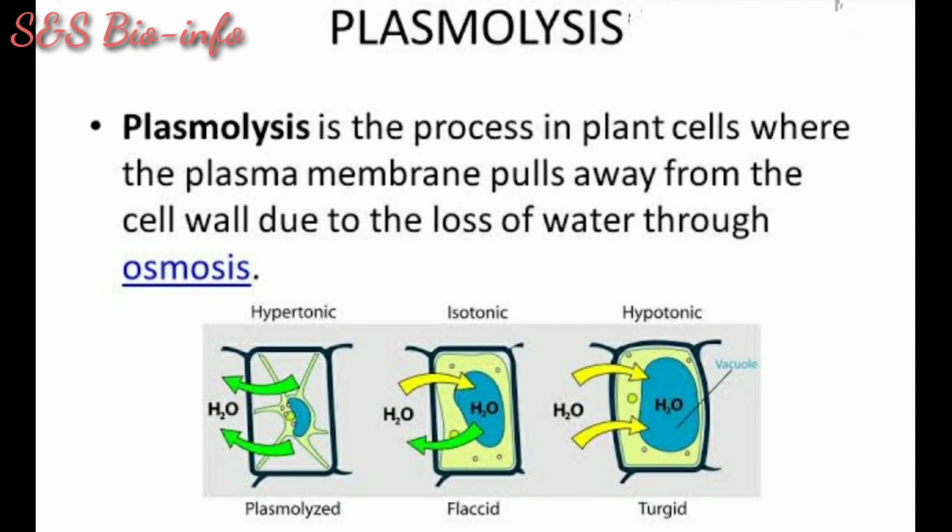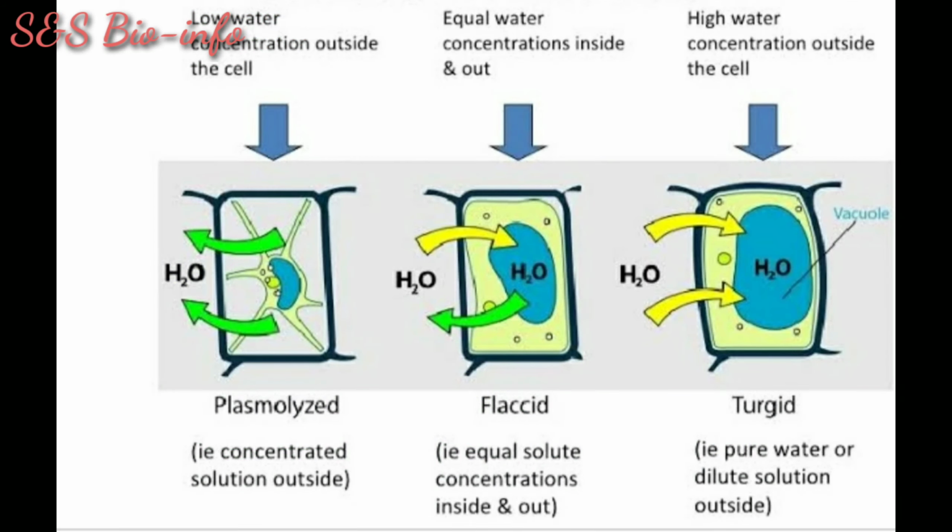Here you could observe a plasmolysed cell. When we place a plant cell in hypertonic solution, what happens? The cell loses its water so that the cell would become plasmolysed. So plasmolysis is a specific phenomenon that takes place in the plant cell. It is a process in the plant cells where the plasma membrane pulls away from the cell wall due to the loss of water through osmosis so that the cell becomes plasmolysed.